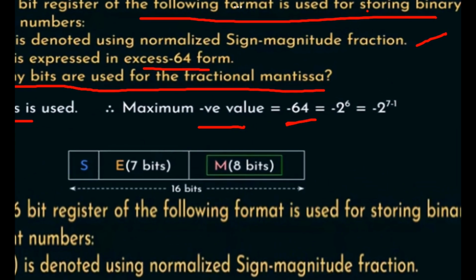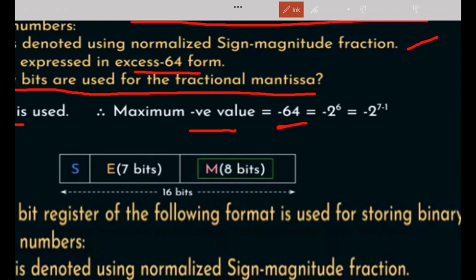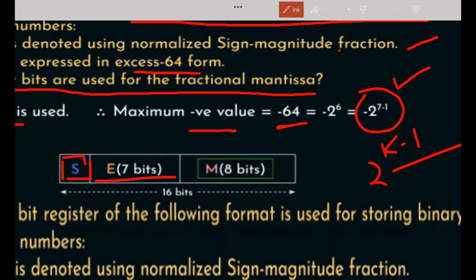So this is minus 2 to the power 6, and 2 to the power 6 is equal to 64. Now I am writing minus 2 to the power 7 minus 1. Already I told you the formula, 2 to the power k minus 1. The first bit is representing the sign bit. You want the bits for the fractional mantissa. Here I am writing 7 bits, because of this formula we already discussed: 2 to the power 7 minus 1. This 7 is representing the 7 bits.